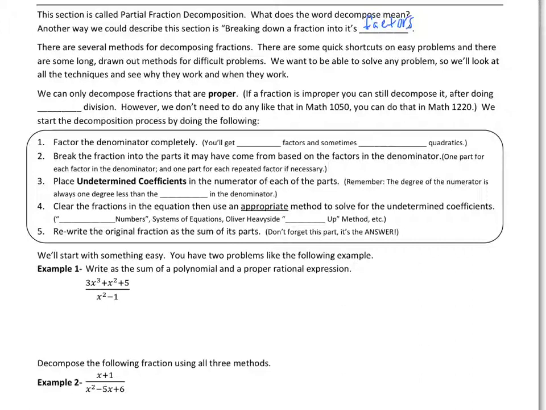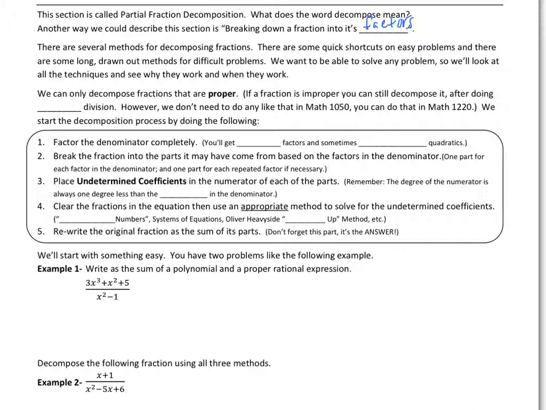Now, one thing though is we can only decompose fractions that are proper. Okay, and you remember what the definition of a proper fraction was? We talked about it a couple chapters ago, and it has to do with the degree on the top and the degree on the bottom. Heather. Yeah, if the degree on top is smaller than the degree on the bottom, then we have a proper fraction or proper rational expression, okay? And that's what we're going to do.